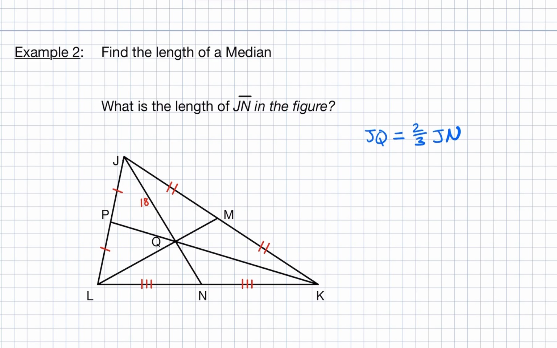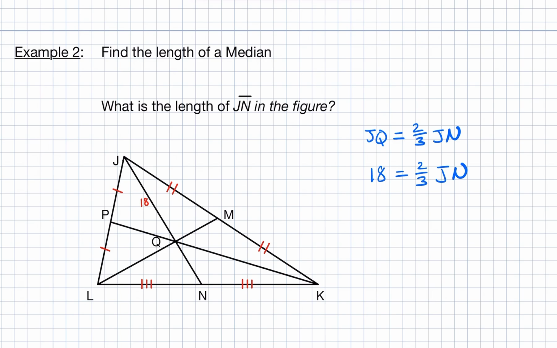Once you establish that relationship, then you can throw in the numbers, okay? Now we know that JQ is 18, so we can go ahead and substitute that in, and 18 is equal to 2/3 JN, and now we can solve for JN.